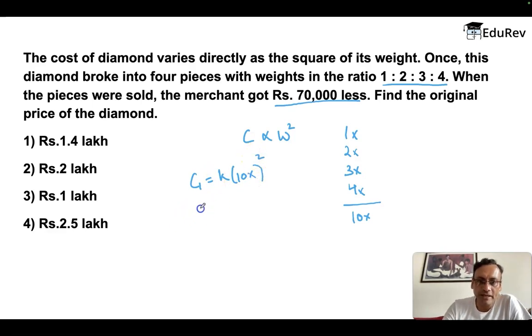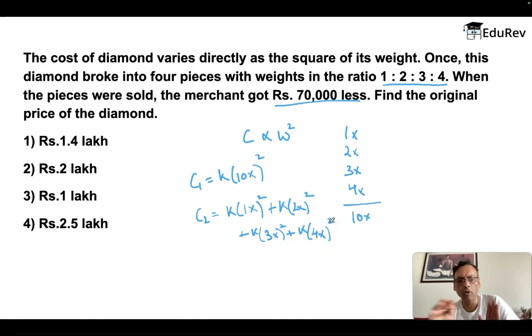Okay, and after breakage, cost 2 will be K into 1x square, first piece, plus K into 2x square, second piece, plus K into 3x square, third piece, plus K into 4x square, fourth piece. This is simple. All 4 pieces will have different weights, different cost. I've just added all of them to get the cost of all the 4 pieces together.